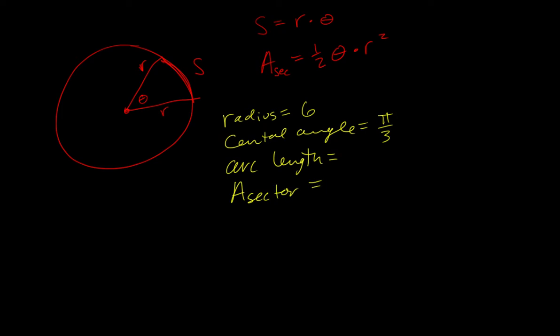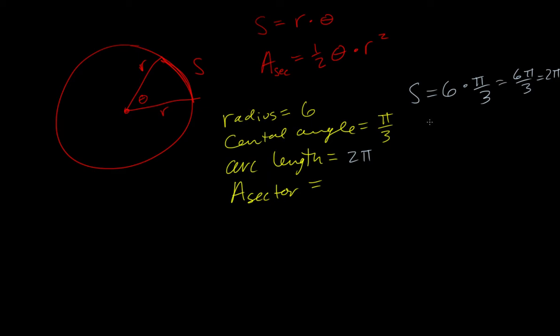Okay, so this one's pretty straightforward. I'm just going to plug in R and theta. This is R, this is theta. So I'm going to do 6 times pi thirds, and that's going to give me my arc length. If I multiply that out, it's 6 pi thirds, which is just 2 pi. And so that is my arc length. Feel free to turn it into a decimal if you prefer that.